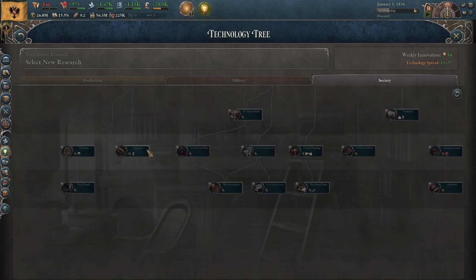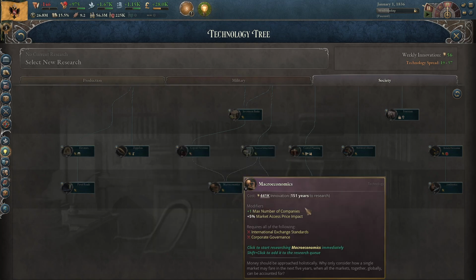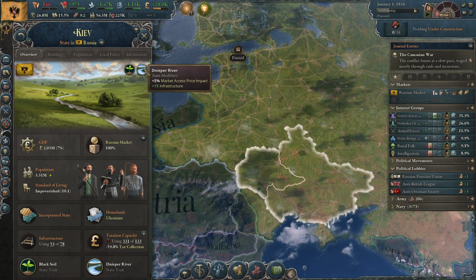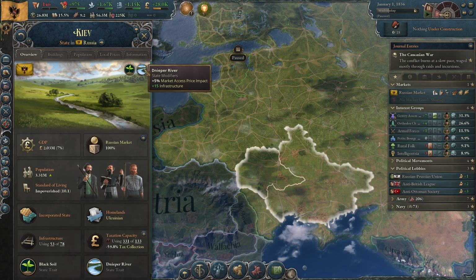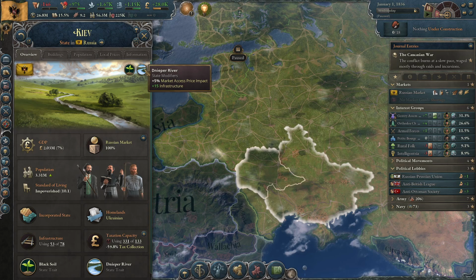Then, much later on, Zeppelins will give you a plus 5%. It's the only reason to research Zeppelins, but I would highly recommend going for them at some point. And then macroeconomics, that gives you a company slot and another 5%. If you get all the technologies possible, market access price impact can reach 95%, presuming you don't have traditionalism and you have all 3 of the technologies. Which also means states that have that plus 5% river modifier in the late game can reach 100% market access price impact, meaning they're fully decided by the price in the market and they do not care about local consumption and production. That's how the game used to work until MAPI was introduced.